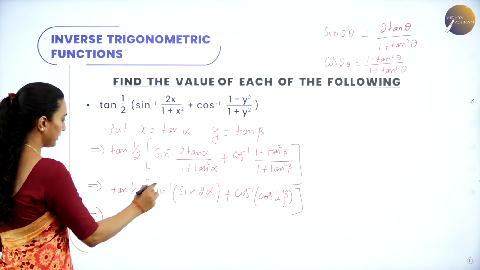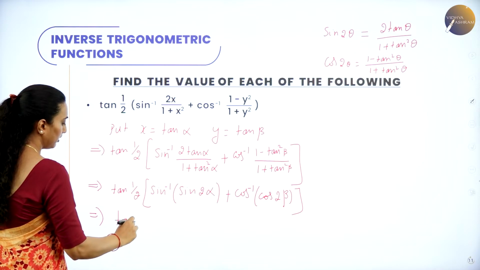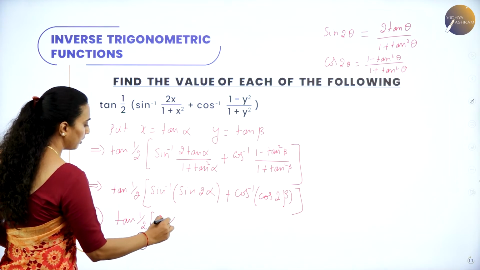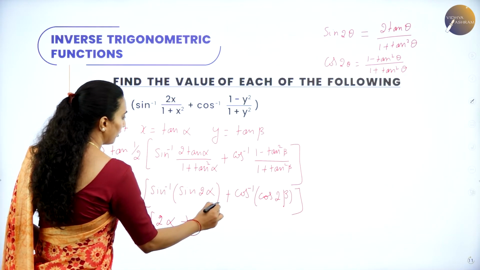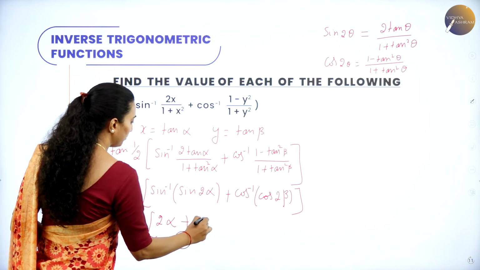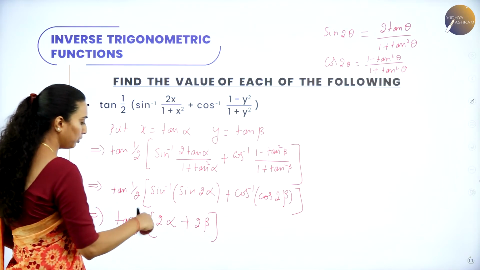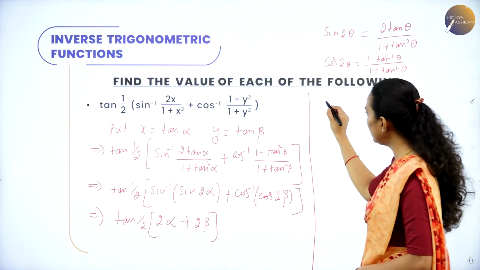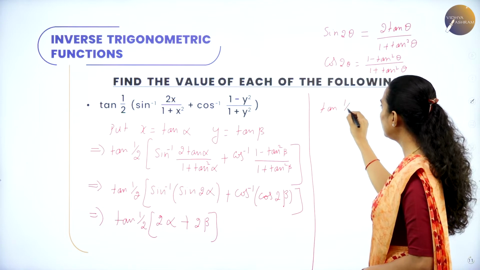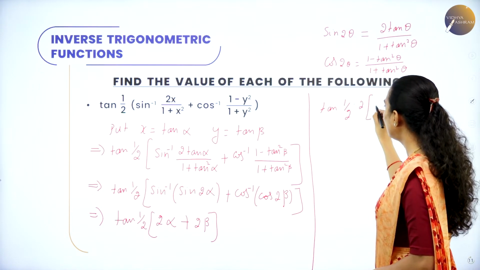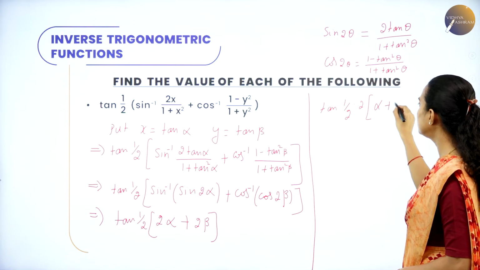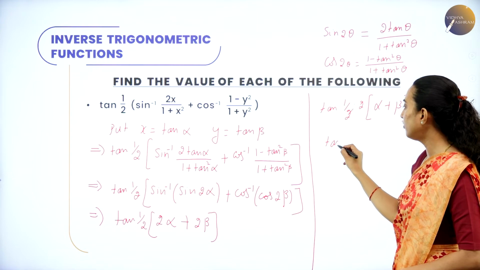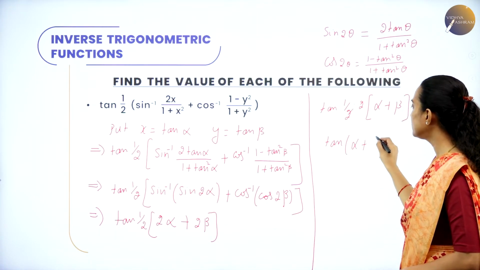What happens here? You are going to have sine inverse, sine will go. What you are guessing is right. Sine inverse, sine will go. You are going to remain with 2 alpha plus, cos inverse, cos will go, 2 beta. Okay. Now, let me take 2 common. If you take 2 common, what happens here? Dear students, it will be tan of 1 by 2 into 2, that is alpha plus beta. Correct now? Now, 2 will go. You are going to remain with tan of alpha plus beta.